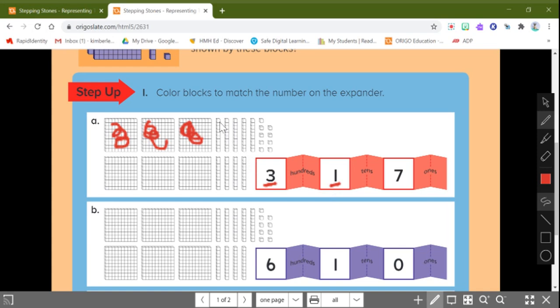I have a 1 there, so I'm only going to color in 1 tens block. Now let's look at the ones place. I have a 7, so I'm going to color in 7. 1, 2, whoops, made a mistake. Sometimes even grown-ups make mistakes, so we're going to try again. 1, 2, 3, 4, 5, 6, 7. So there's my 7. So I have 300, 10 and 7 is 17, so 317.